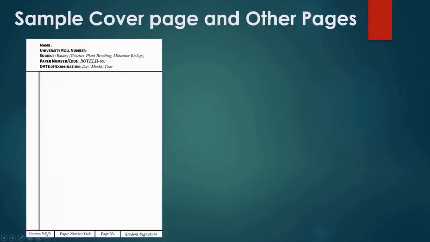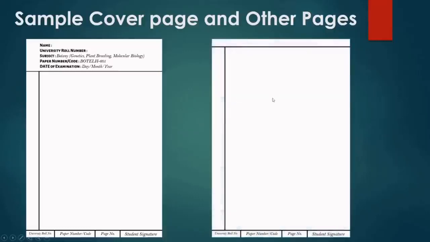The first box will contain your university roll number. The second box will contain the paper number and code. The third box will contain the page number. Since this is the cover page, this will be page number 1. And the last box will contain your signature. So this is about the cover page, and you're free to write your answers in this space.